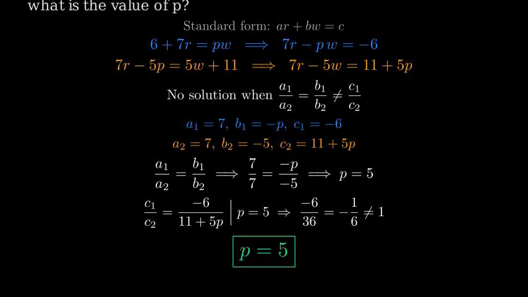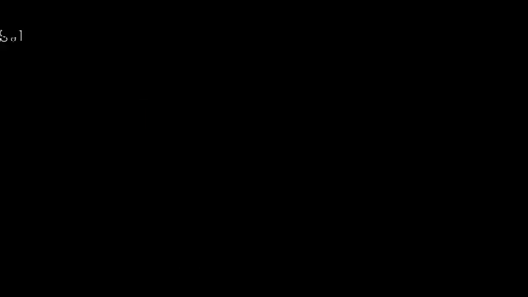Let's confirm visually. I'll graph both lines using p equals 5, with w on the horizontal axis and r on the vertical axis. The first line becomes r equals 5 over 7 times w minus 6 over 7. The second line becomes r equals 5 over 7 times w plus 36 over 7. They have the same slope but different intercepts, so they never meet.